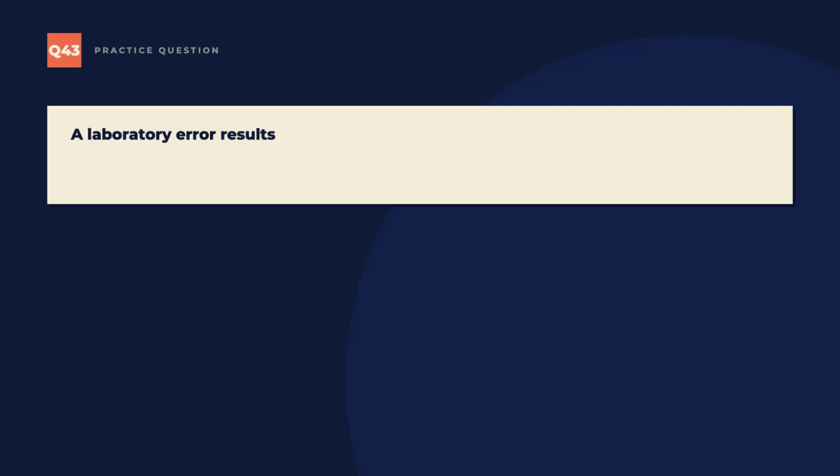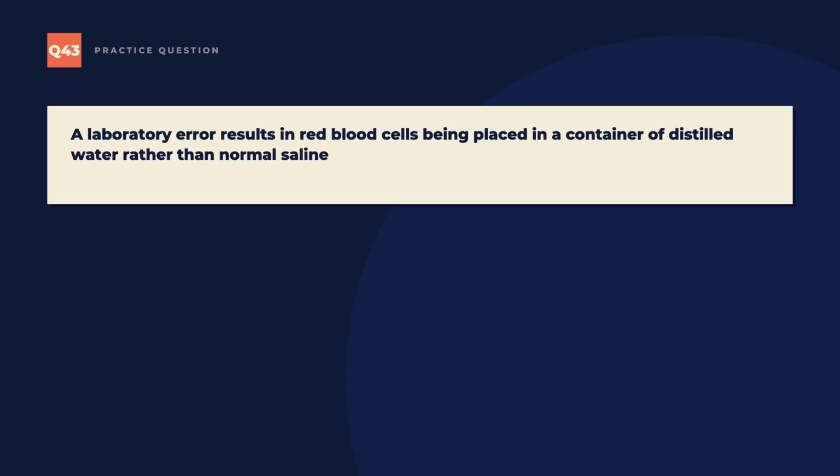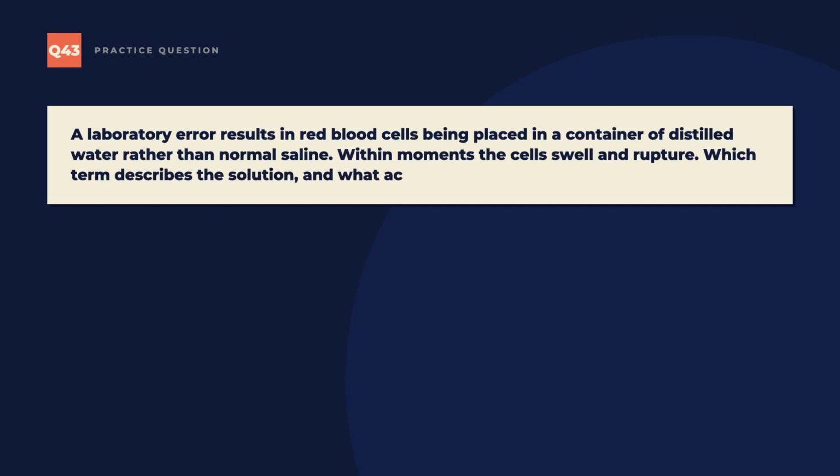Question 43. A laboratory error results in red blood cells being placed in a container of distilled water rather than normal saline. Within moments, the cells swell and rupture. Which term describes the solution and what accounts for the outcome?